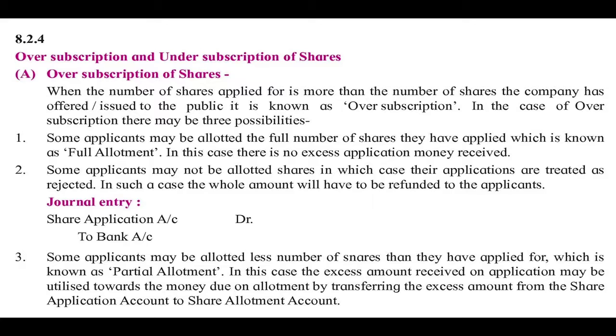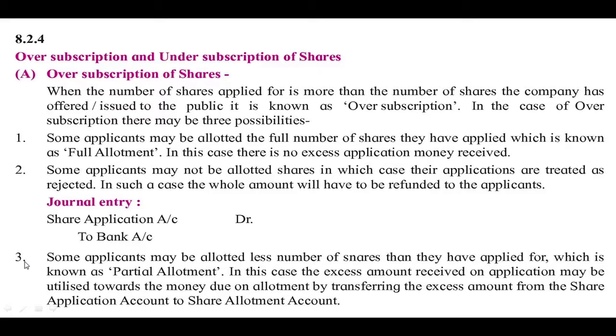Now what happens? See the first step. The company can act in these three ways. First, some applicants are fully allotted the shares. Suppose a shareholder has applied for 5,000 shares and the company decides to allot the full 5,000 shares to that shareholder, then it is called full allotment. Then for some applicants, the company does not want to allot the shares. At that time, the application money will be refunded to that shareholder. So share application account debit to bank account, because cash goes out of the business.